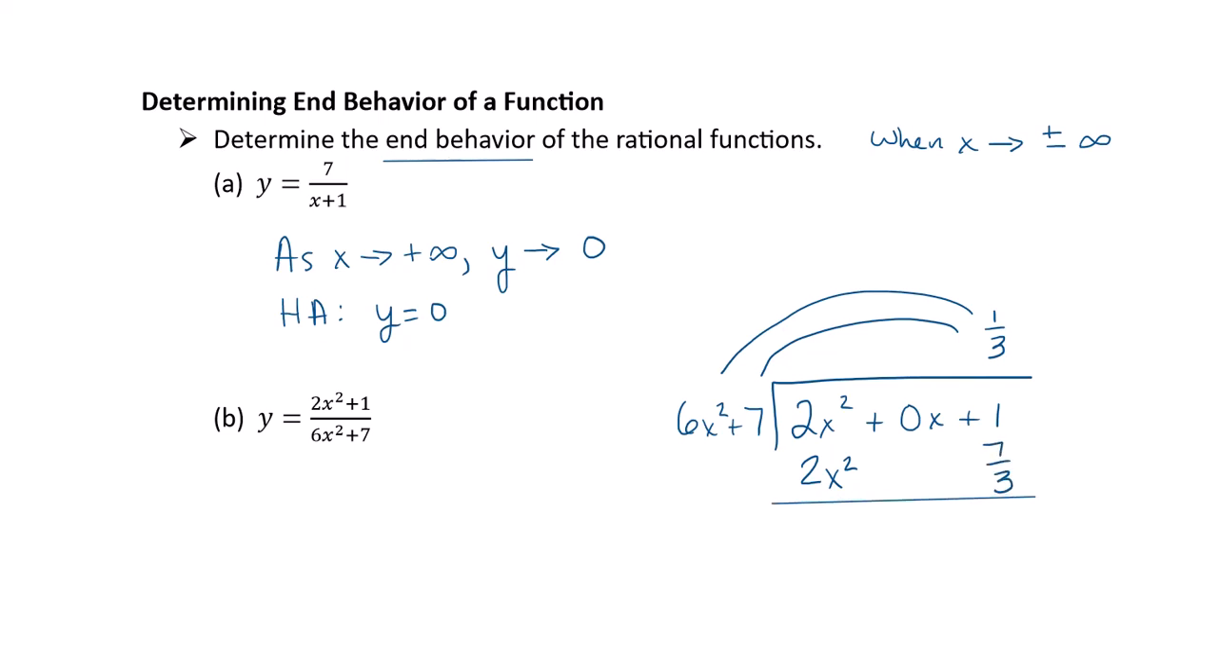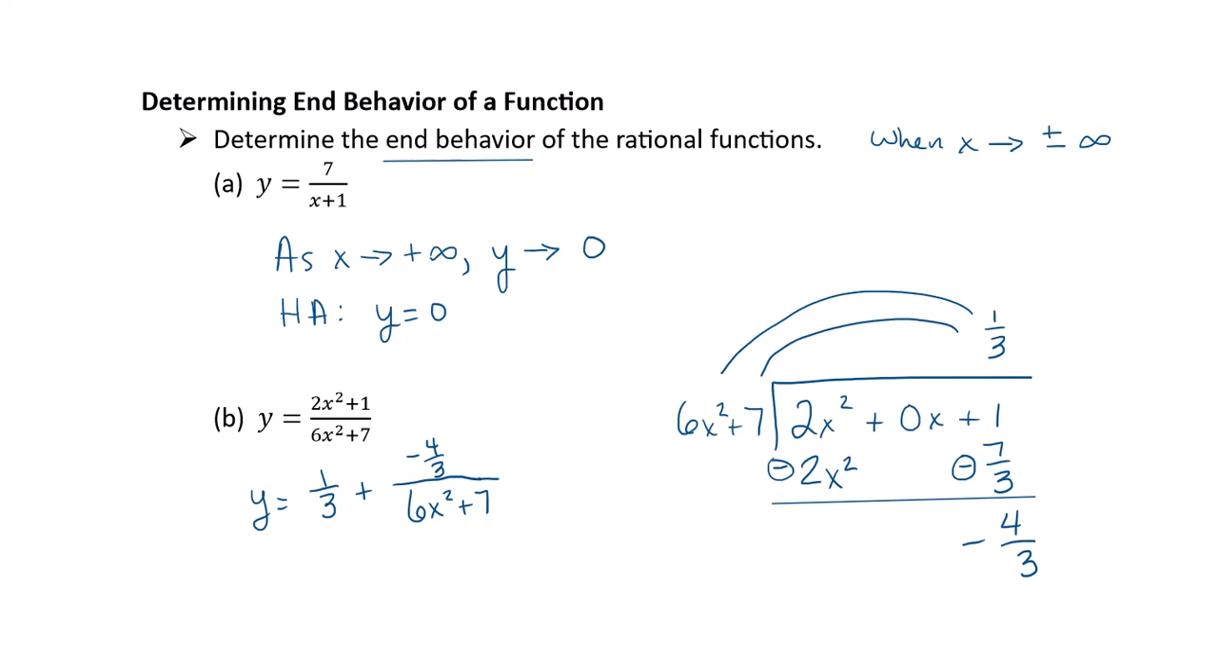Now I'm going to subtract those. The x squareds go away. 0x, 0x. 1 minus 7/3, I'm going to have a negative 4/3. So an alternative way to write this function would be y equals 1/3 plus a negative 4/3 over 6x squared plus 7. Isn't that right?